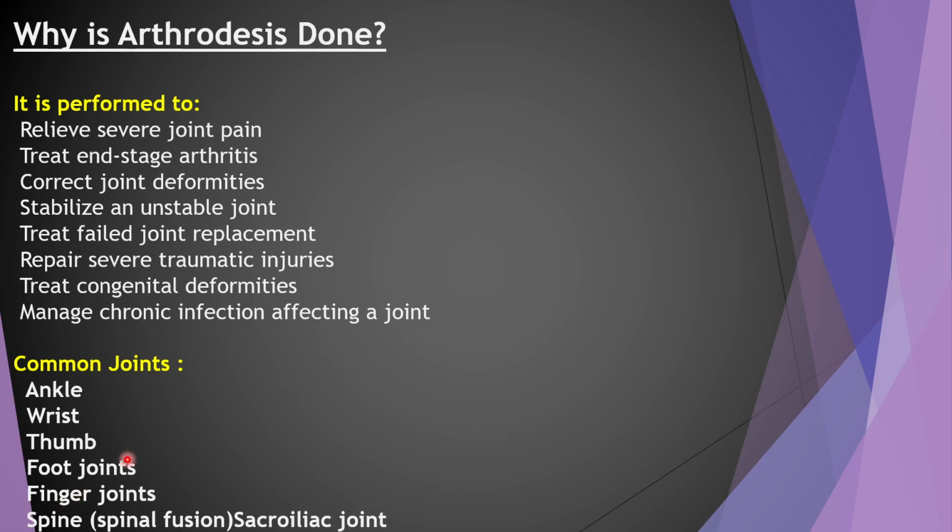So why is arthrodesis done? What are the conditions? To correct joint deformities, failed joint replacement, congenital deformities or chronic infections, to relieve severe pain, and to treat end stage arthritis. The common joints are the ankle, wrist, thumb, spine, and finger joints. So this is simple.